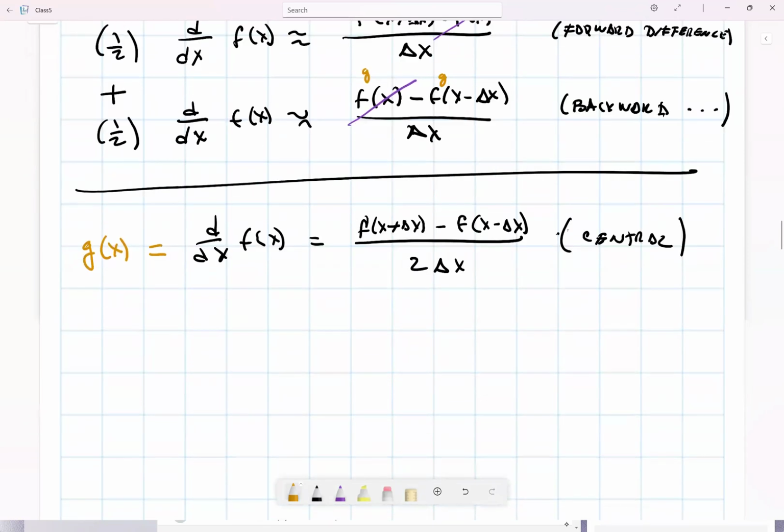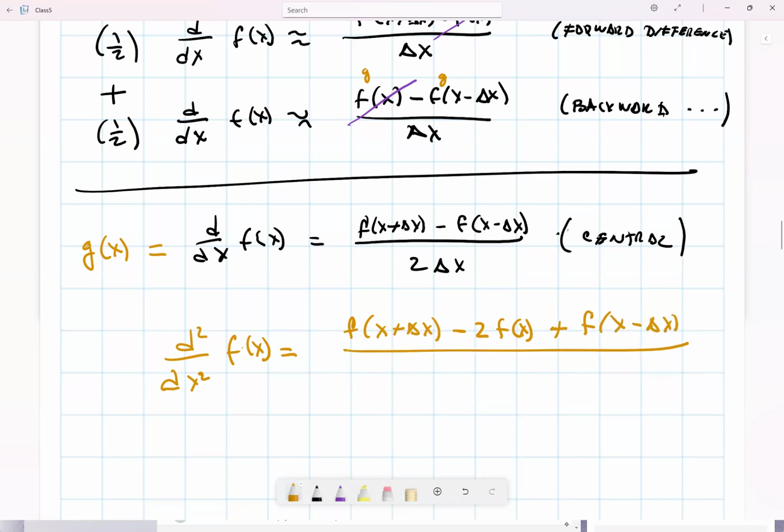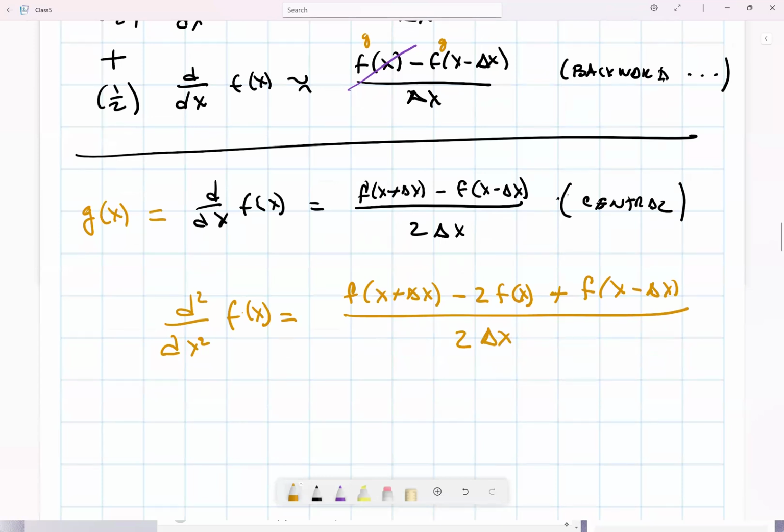And at the very end, the second derivative with respect to x, central difference of f of x, will give you f of x plus delta x. I am not going to do it. I'm just going to write it here because I have my notes. Minus 2 times f of x plus f of x minus delta x, divided by 2 times delta x. Okay, and these are the central differences.